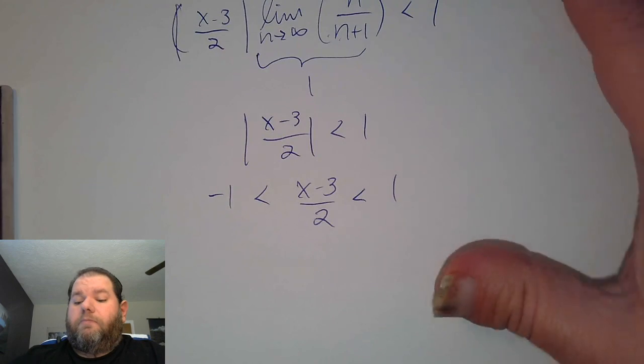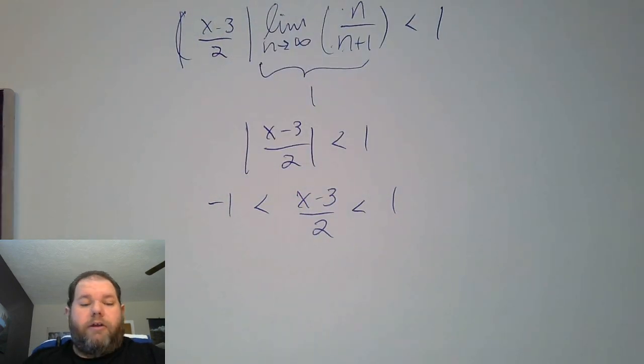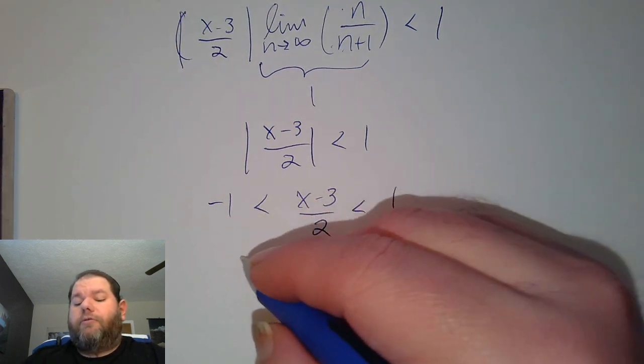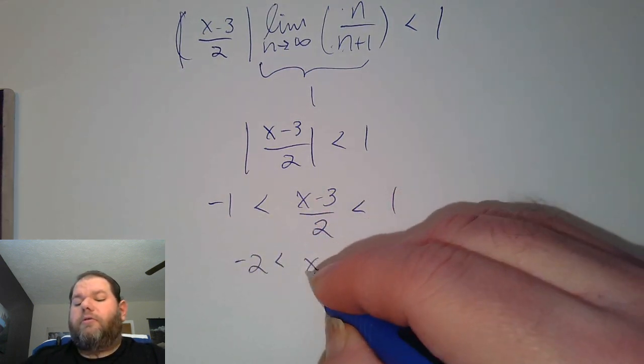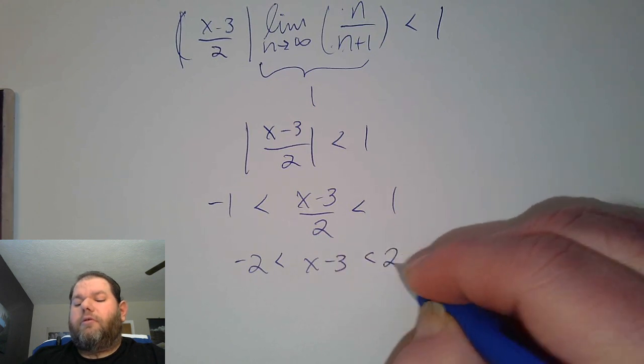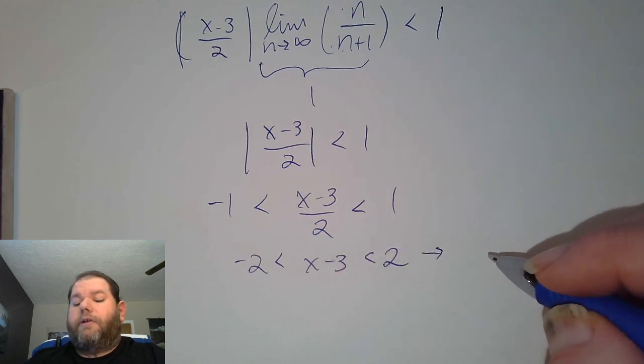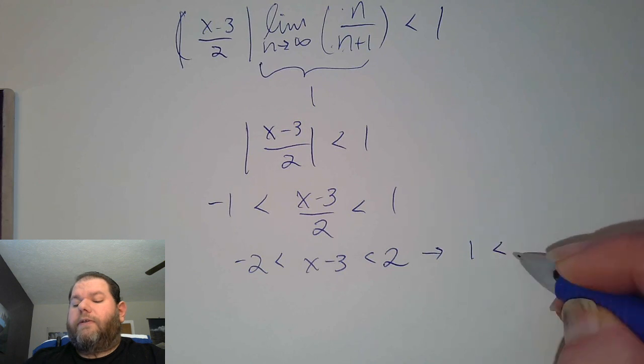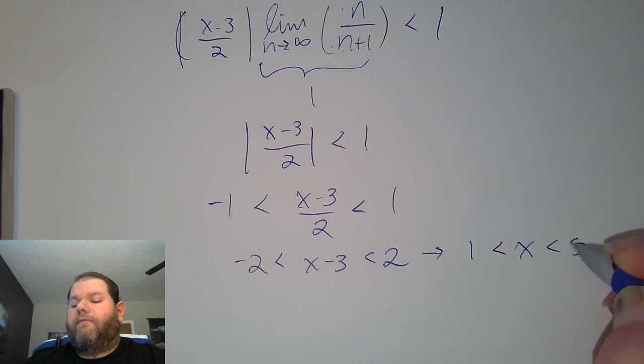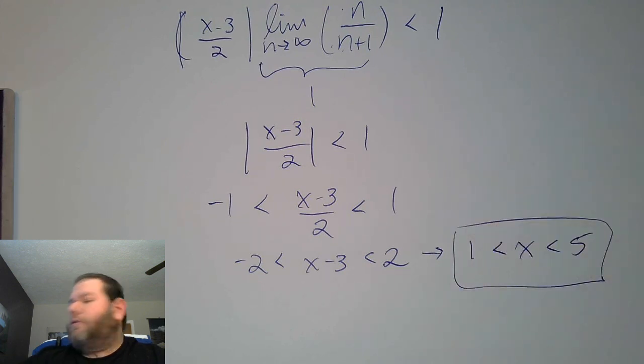And from here we just solve for x in the middle. So you can multiply everything by 2, and then add 3 to everything. So 1 is less than x is less than 5. Okay.